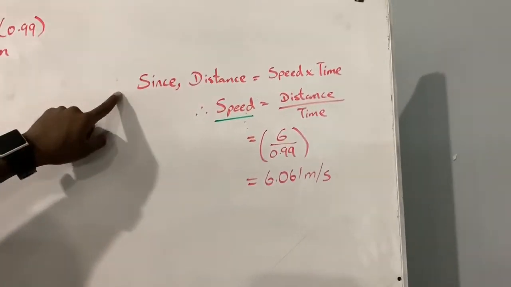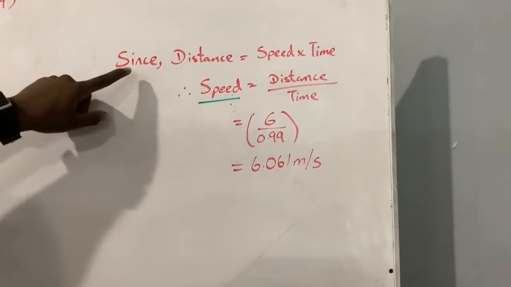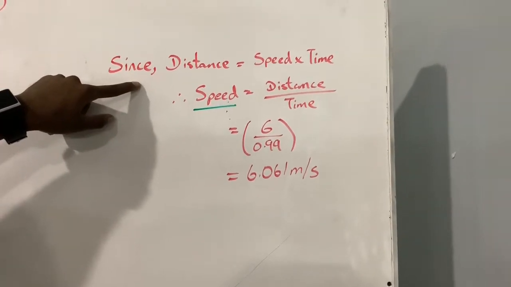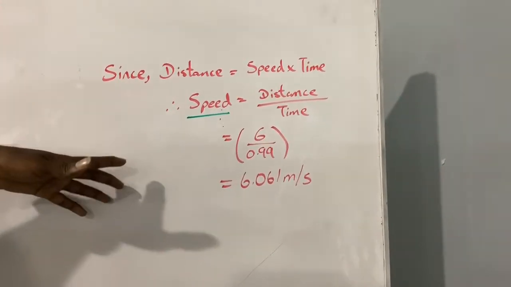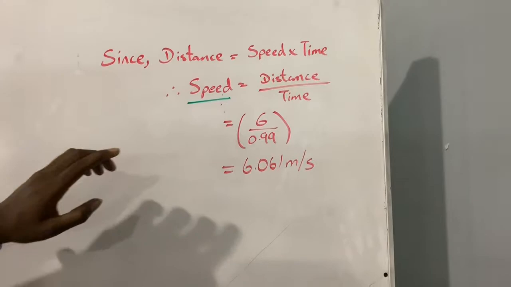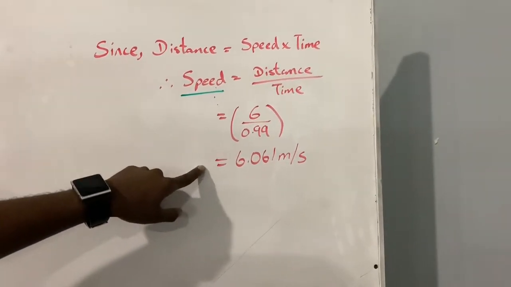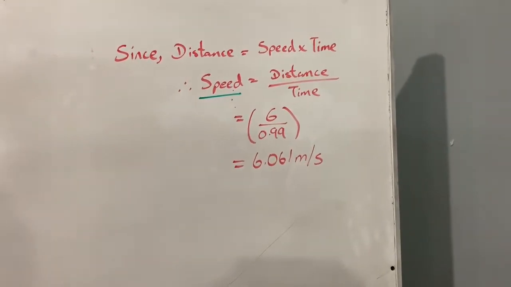Finally here, we wanted to find the speed, so the distance was equal to speed by time. We rearranged and made speed the subject, and we found that speed was equal to 6.061 meters per second.